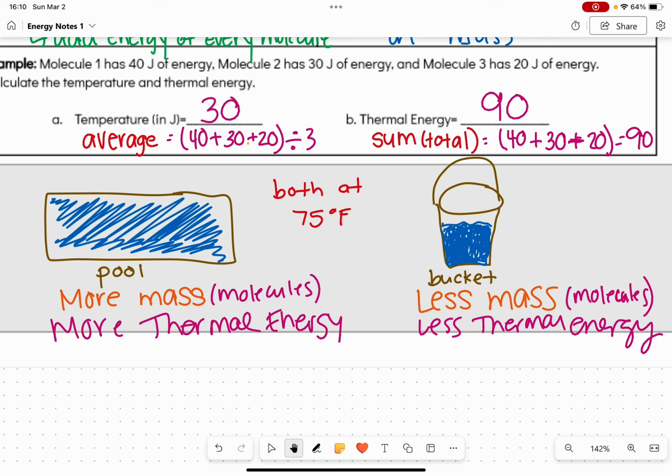So now you are going to complete the check for understandings in your notes and in the Google form at the same time.